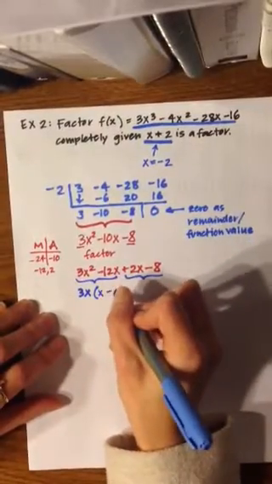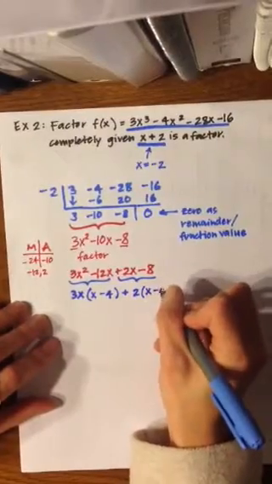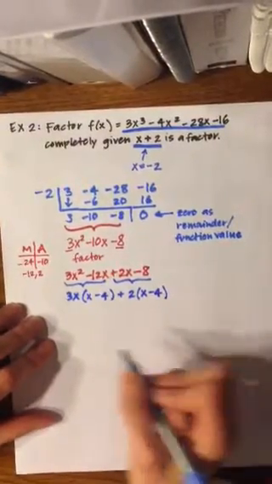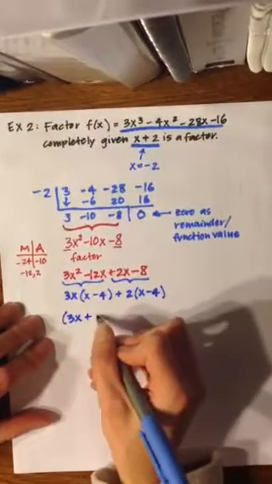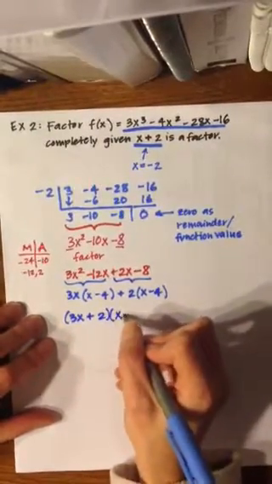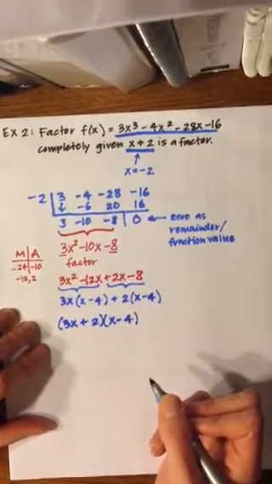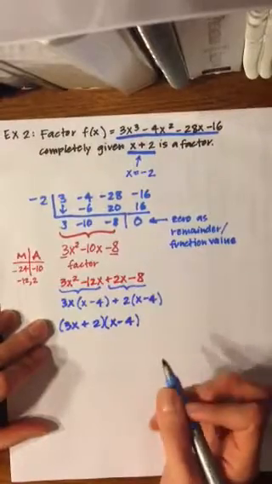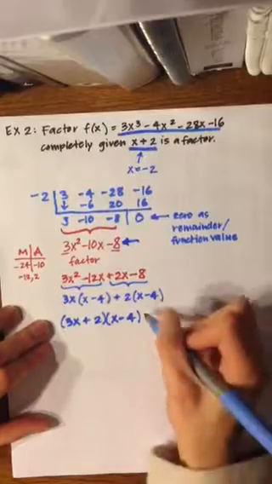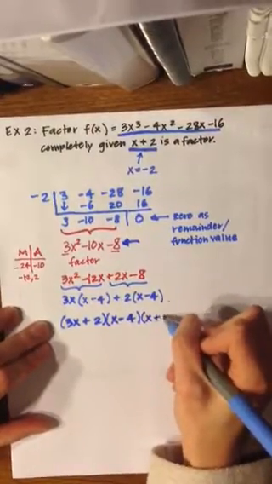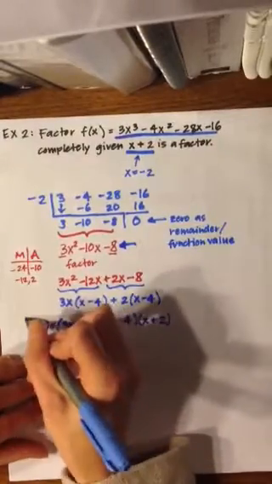This will be x minus 4 left over. The GCF here is 2. X minus 4 will be left over. And then our final factoring is 3x plus 2 and x minus 4. So those are our factors from this depressed polynomial. And then we can't forget that x plus 2 was a factor originally. So there it is. This is f of x factored completely.